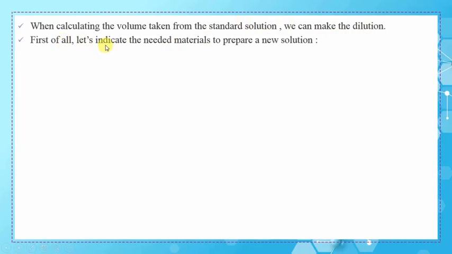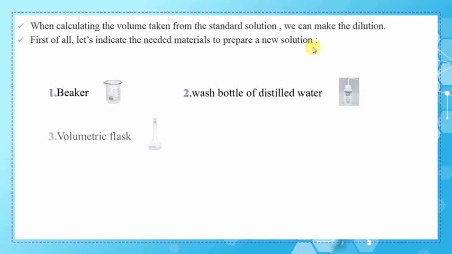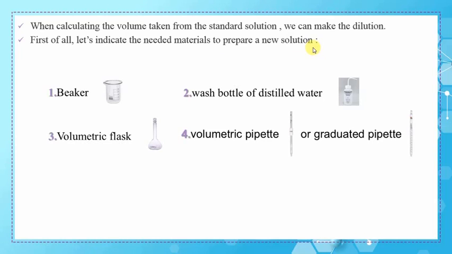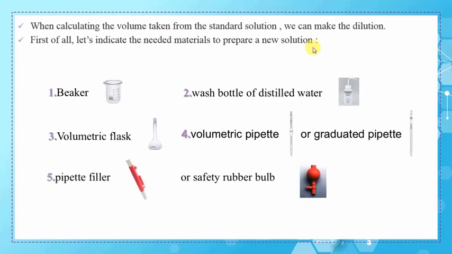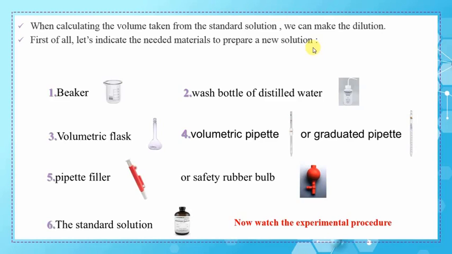First of all, let's indicate the needed materials to prepare a new solution in the lab: beaker, wash bottle of distilled water, volumetric flask, volumetric pipet or graduated pipet, pipet filler or safety rubber bulb, and the standard solution. Please watch the experimental procedure.